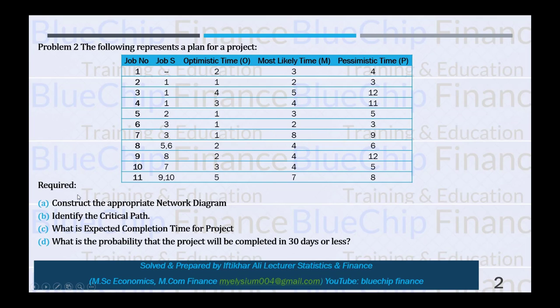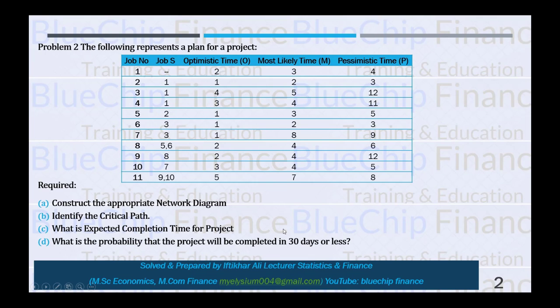And you are required to construct the appropriate network diagram, and after that we will try to identify the critical path, and after that we will calculate the expected completion time for the project, and at the last we just talk about the probability that the project will be completed in 30 days or less.